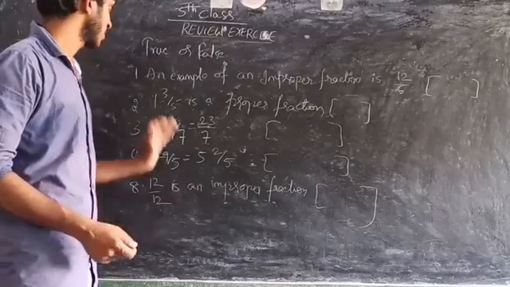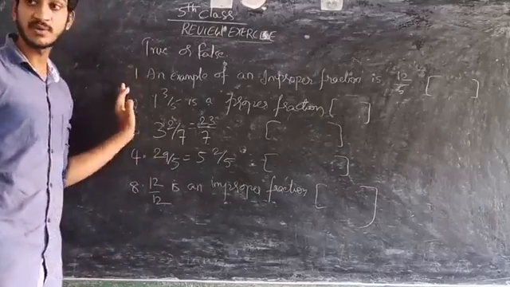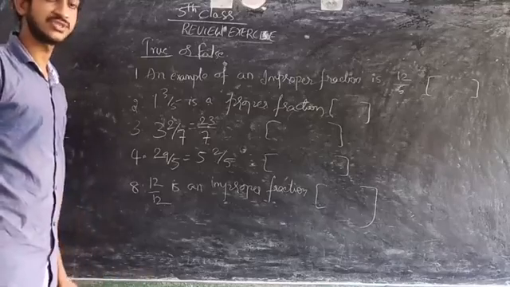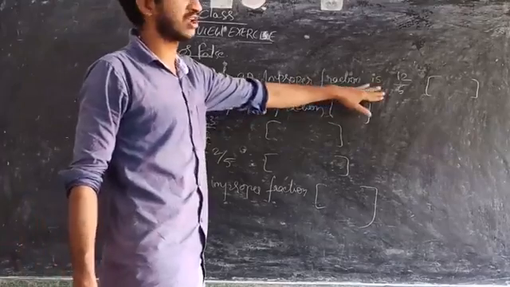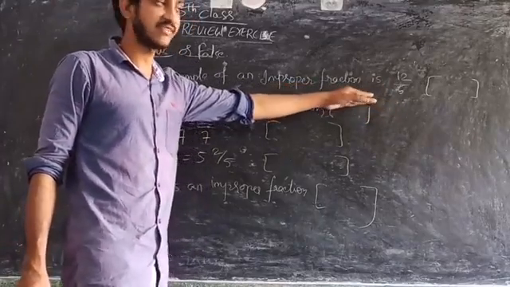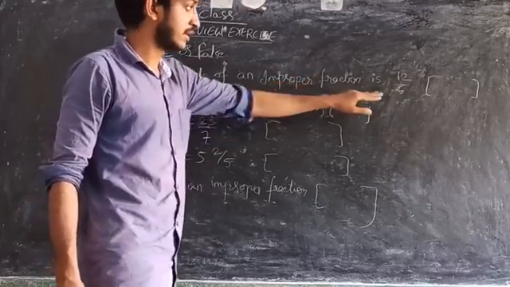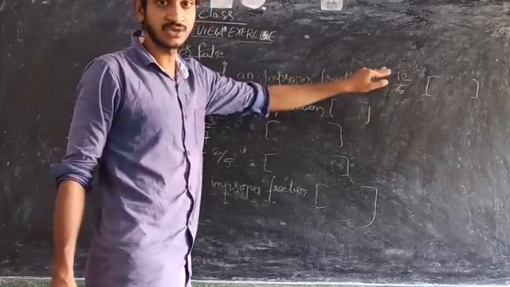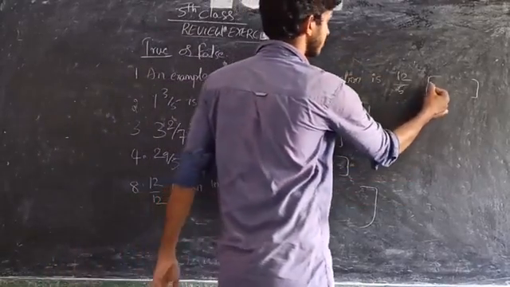Okay students, first of all, review exercise. In the first problem, true or false is given. You have to tell which is true and which is false. The example of an improper fraction is given. It is an improper fraction because the numerator is greater than the denominator. So it is a true answer.